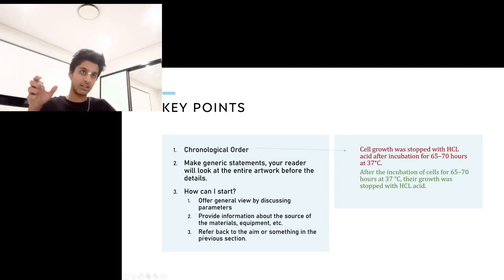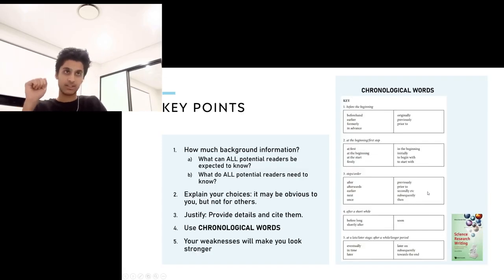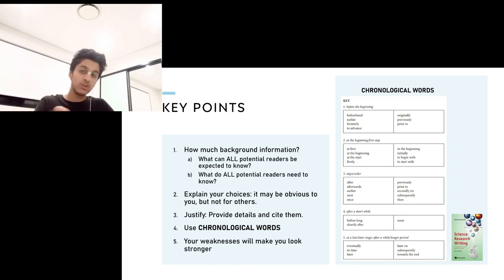Next, key points. So now we've looked at that first set of key points. Now, when you talk about your method, you have to include background information, because you don't know how much your reader knows about your topic. So there's two things I want you to consider when you're talking about your method.